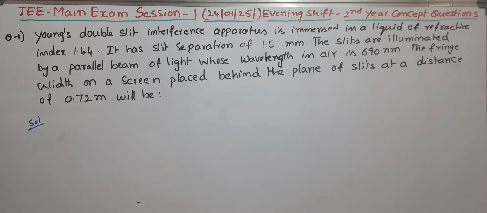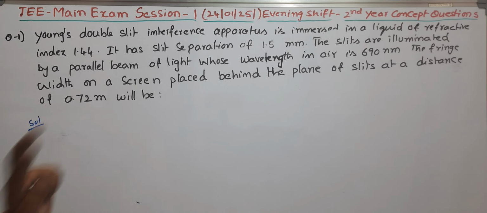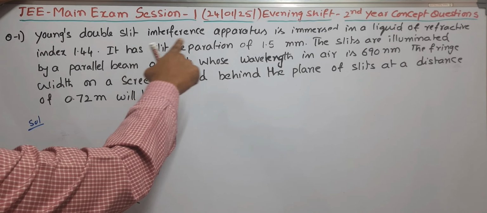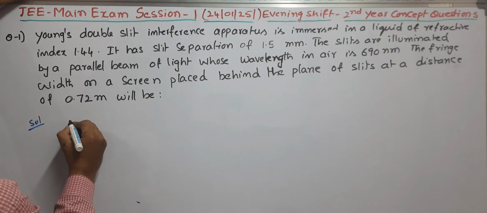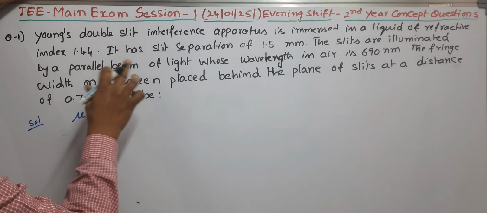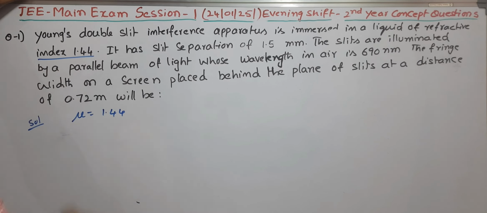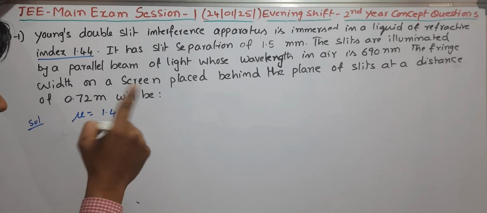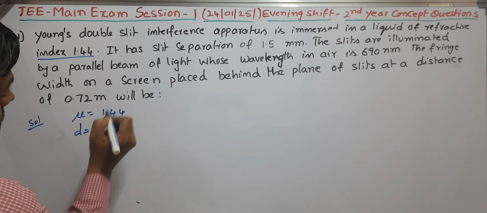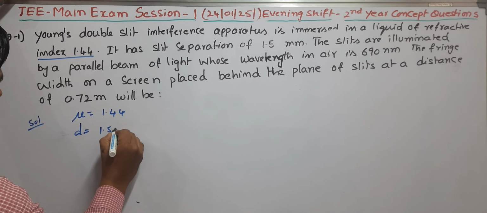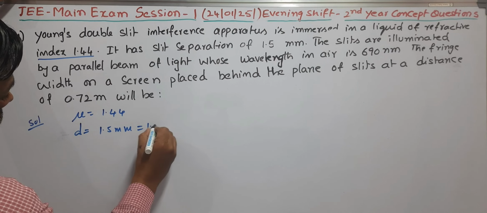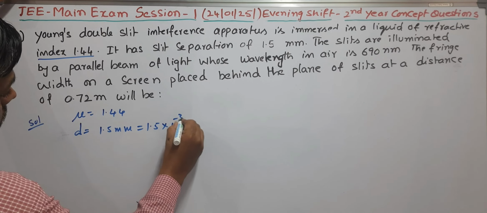So first, what is given, you can write. Then you can find the fringe width. Refractive index of liquid, mu is equal to 1.44. It has a slit separation, small d, equal to 1.5 millimeter, equal to 1.5 into 10 power minus 3 meter.